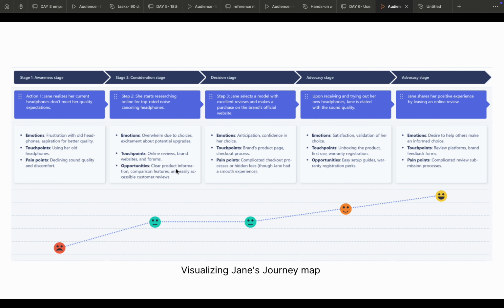So now when we build a product detail page for a headphone, these are the necessary things that will attract a user like Jane. Got it? Now after that she selects a model with excellent reviews and makes a purchase on the brand's official website. So after seeing all the reviews, she is deciding to move on with that product in the official website itself.